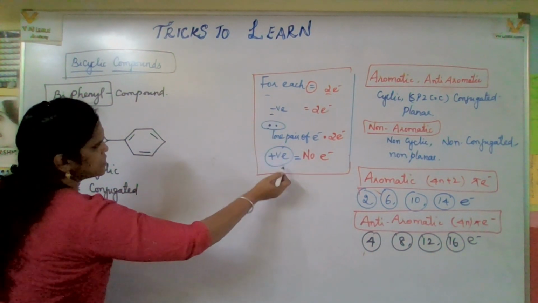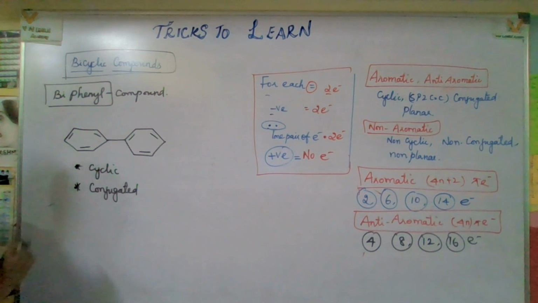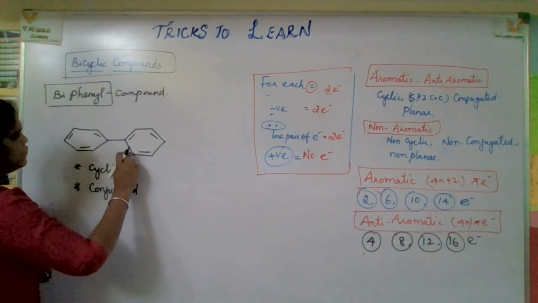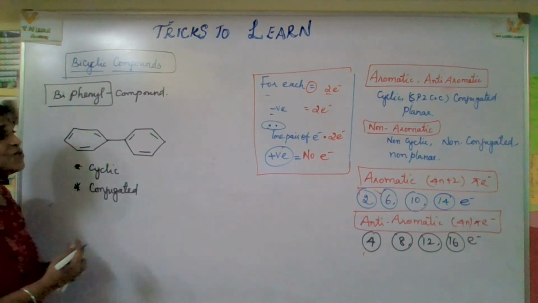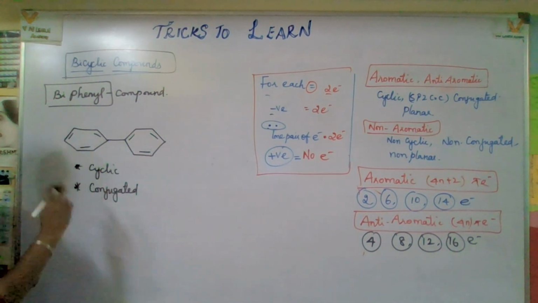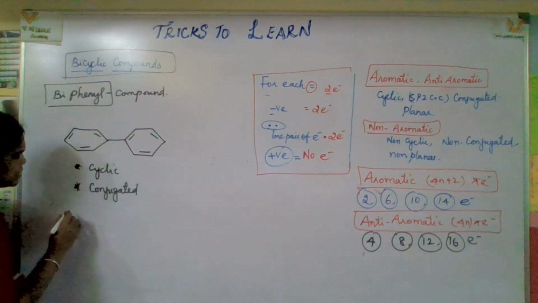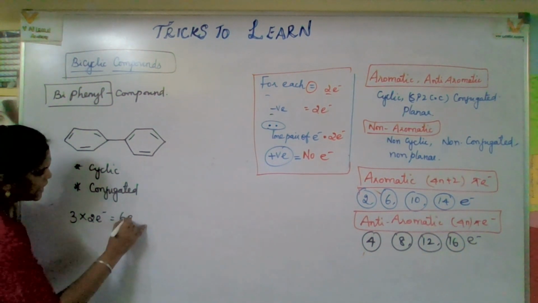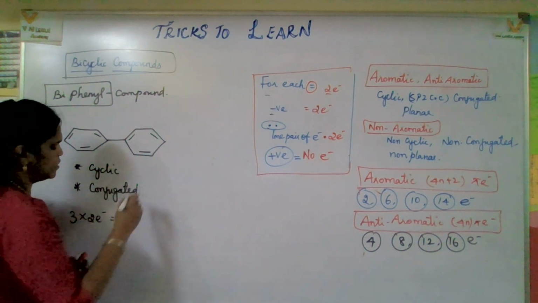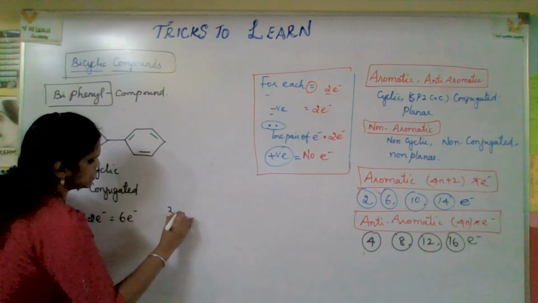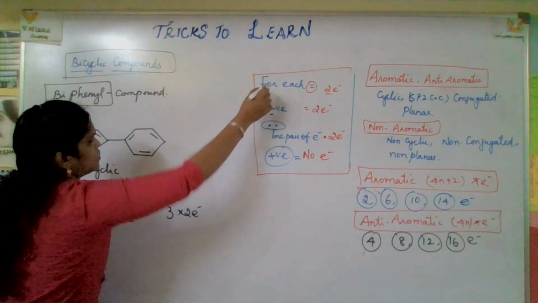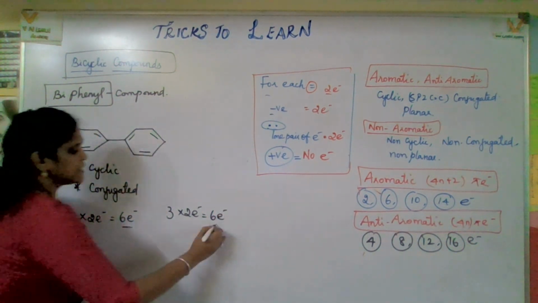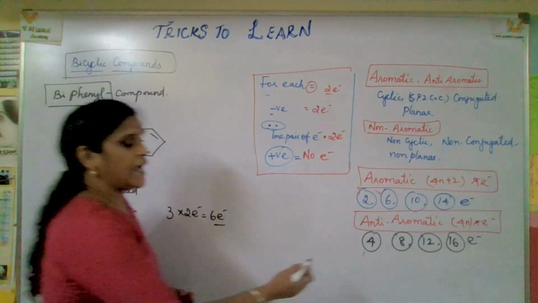Negative is not available, positive is not available, and lone pair of electrons. Now, how many double bonds are there? 6 double bonds are there: one, two, three, four, five, six. So 6 double bonds means you can't see it that way, this is exceptional. For here, 3 double bonds into 2 electrons, so that means 6 electrons. And the same way here also, 3 double bonds into 2 electrons for each double bond, so here 6 electrons. So you people will say it is 12 electrons, so 12 electrons means it's anti-aromatic.